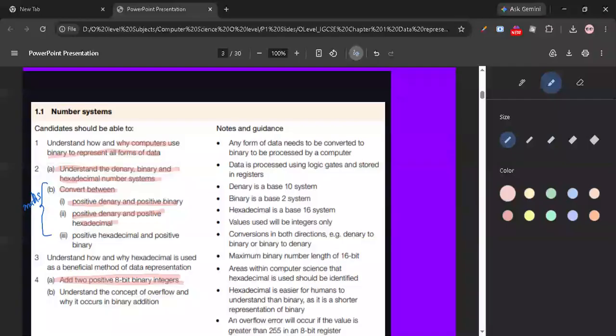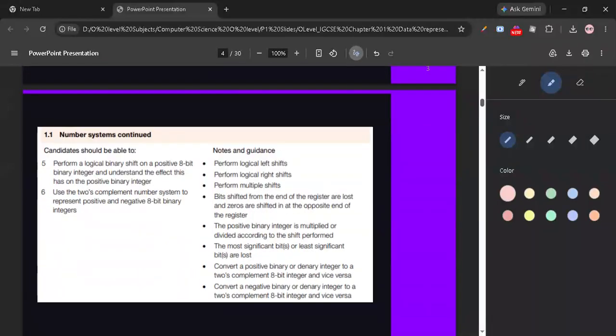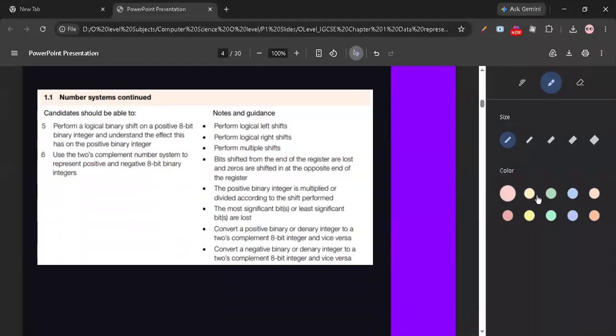Then there is overflow. Maybe in 2020 or 2021, there were a lot of questions from there. There are notes and guidance that you must read, because all of this is from the book, in the notes and the books. There is another one, which is also maths.